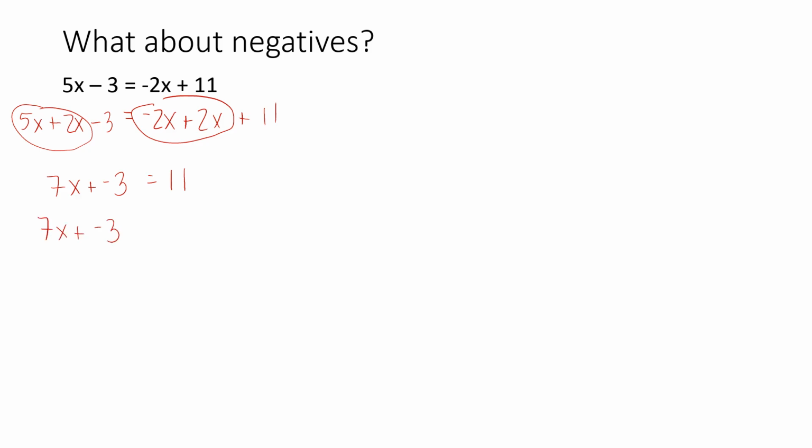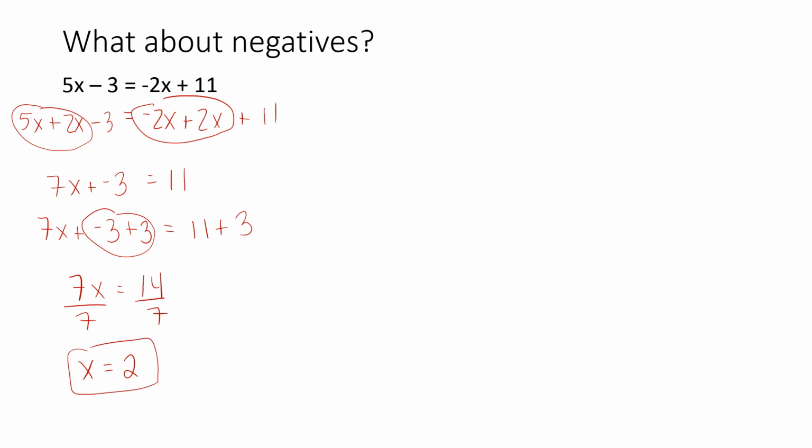So if you've got a negative 3 and you want to get it out of there, you can add 3 to it, because negative 3 plus 3 would be 0. Just make sure that you add 3 to the other side as well. Here's my 0. So 7x is equal to 14. And now we would divide by 7. 7 divided by 7 is 1, and 1x is just x. And 14 divided by 7 is 2.